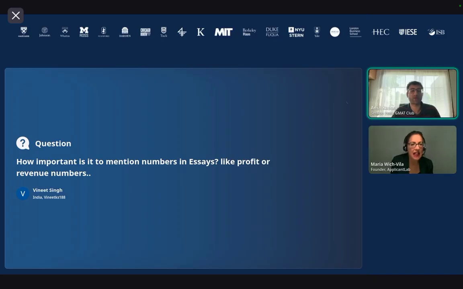Vineet is asking, how important is it to mention numbers in essays, like profit or revenue numbers? This is a good question. I would tread lightly in throwing in a ton of numbers because, think back to the very first slide that I had. There's a whole list of things that you can submit as part of your application to MIT Sloan. So the resume is usually the best place to put in a lot of those numbers versus the cover letter. I'm not saying you don't put in a number. Of course you can put numbers, but just make sure that those numbers are phrased in a slightly different way than they are in the resume. And the numbers are not what matters so much in the cover letter when you're trying to show yourself being an innovative leader.